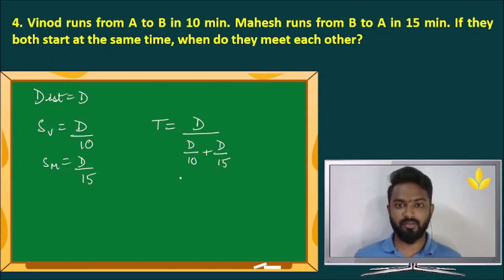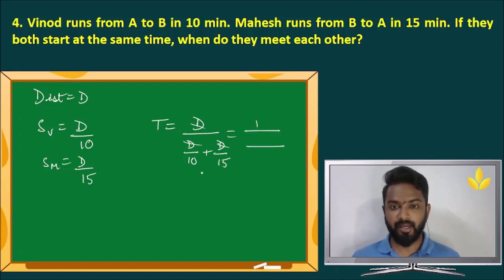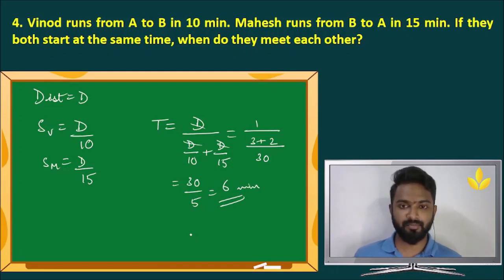Distance divided by time, let's do this. Distance divided by speed, sorry. So d and d gone. 1 divided by LCM of 10 and 15 is 30. 30 by 10 is 3 plus 30 by 15 is 2. The answer is 30 by 5, that is equal to 6. Answer is 6 minutes. That's it. That is the answer. Let's move on.